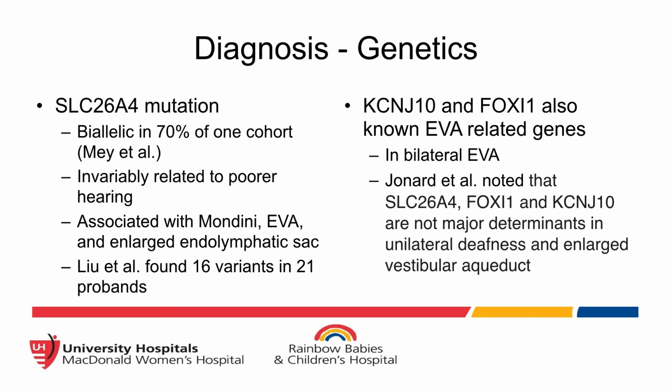Liu et al. found 16 variants in 21 different probands. And then KCNJ10 and FOXI1 also are known EVA-related genes. And they're noted in bilateral EVA. And then Jonard et al. noted that the genes are not major determinants in unilateral deafness and enlarged vestibular aqueduct, that it really is a bilateral EVA issue.